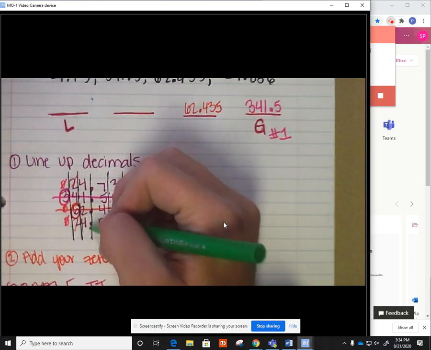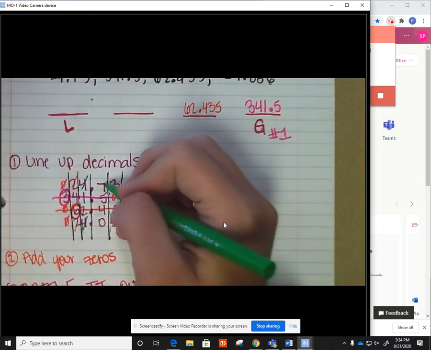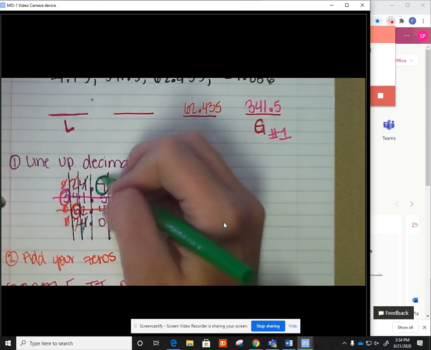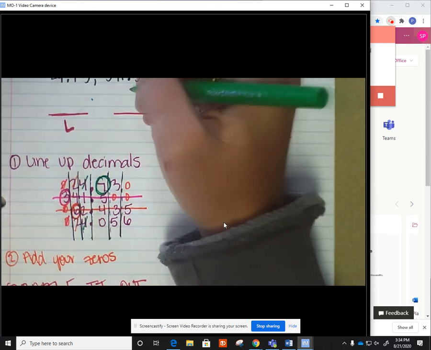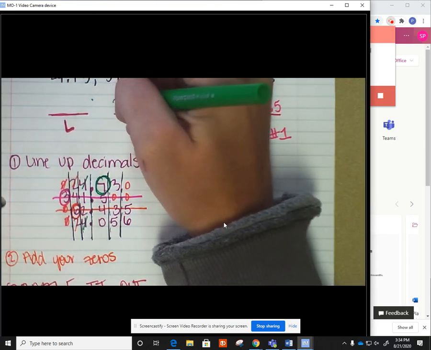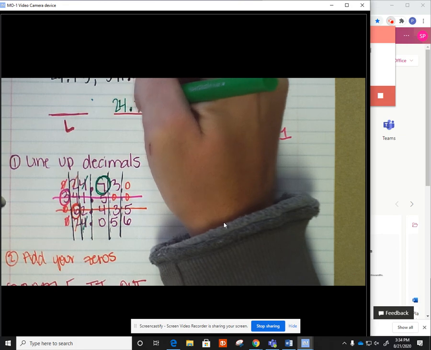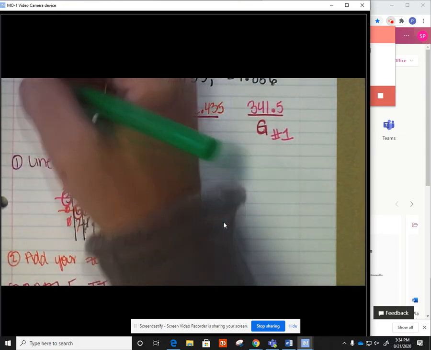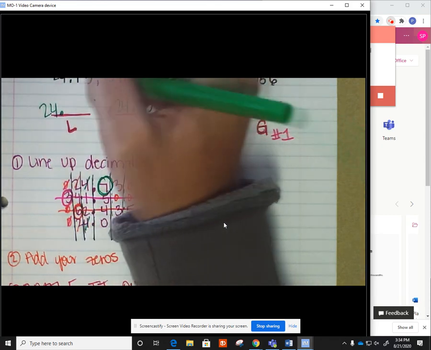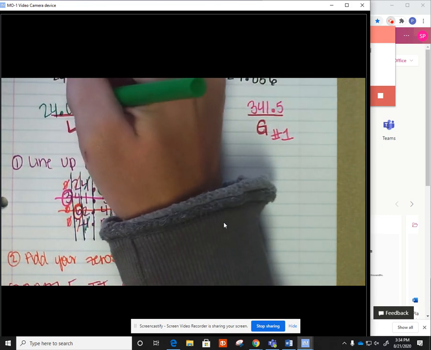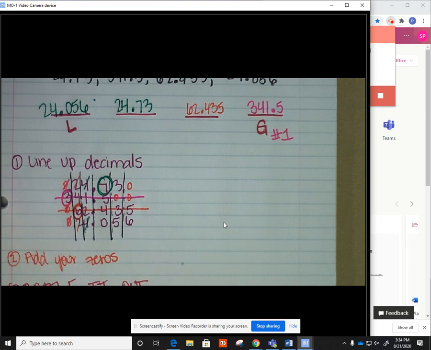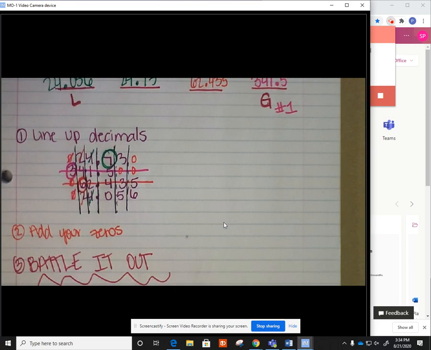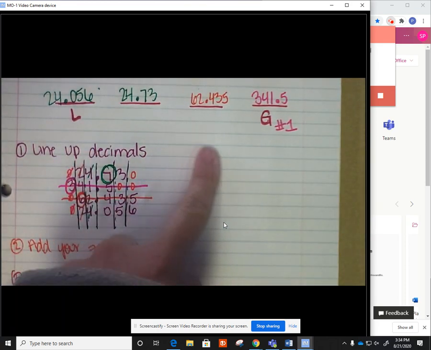So we have 4 and 4. They tied. We have 7 and 0. Oh, here's a winner. Winner, winner, chicken dinner. So we have 24 and 73 hundredths, which means our lowest number is 24 and 56 thousandths. Okay, so here's my number from least to greatest.